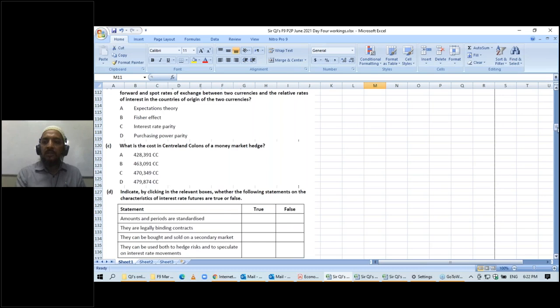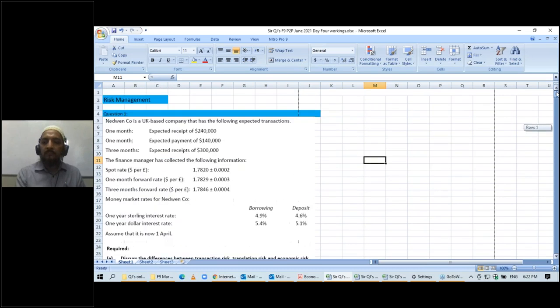This is the worksheet for day number 4, risk management worksheet, and the question is Nedwin company. So this is the first question, and this question involves hedging, forward market hedge and the money market hedge. These are the 2 most important hedges which can be asked in the exam as calculations. And one of them is forward rate agreements. This is an interest rate hedge which can be asked.